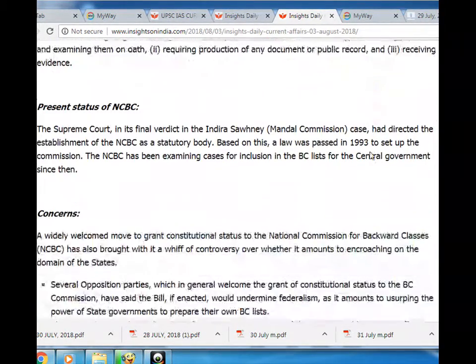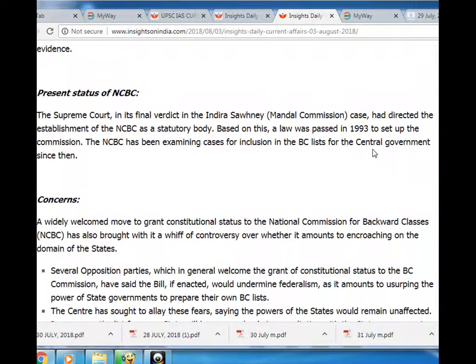Present status of NCBC. The Supreme Court, in its final verdict in the Indira Sawhney Mandal Commission case, had directed the establishment of the NCBC as a statutory body. Based on this, a law was passed in 1993 to set up the commission. The NCBC has been examining cases for inclusion in the BC lists for the central government since then.